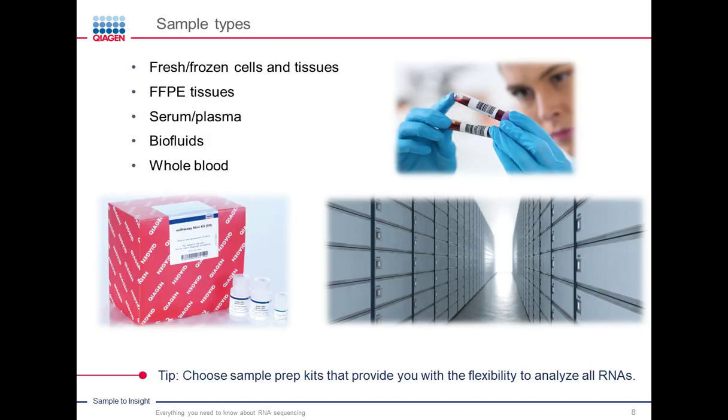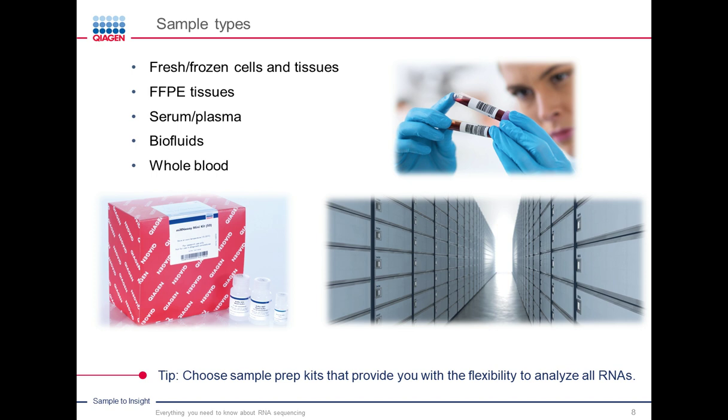So first off, looking at sample types. Typically, when performing sequencing, your sample types are your fresh or your frozen cells and tissues, your FFPE tissues, serum and plasma, biofluids in general, so cerebrospinal fluid, bronchial lavage, urine, etc., and ultimately even whole blood. And our general overall tip is that we recommend choosing sample prep kits that provide you with the flexibility to analyze all RNAs. So you may say, well, at this point in time, why do you say that? All library prep kits should be created equal, as well as all these sample prep kits as well.